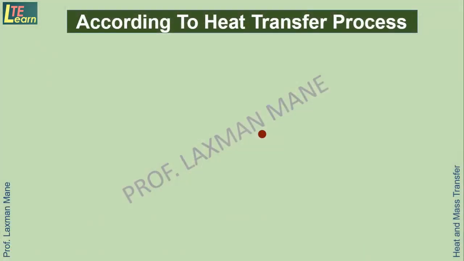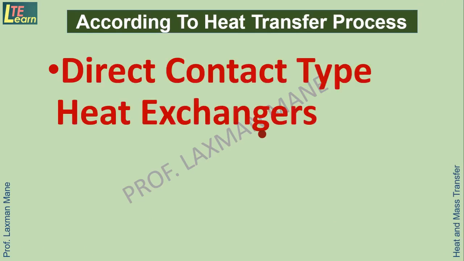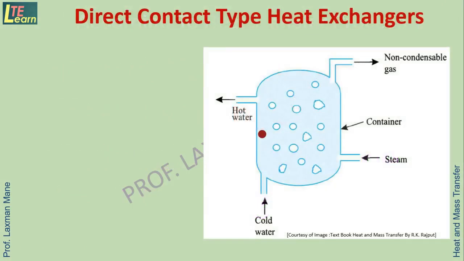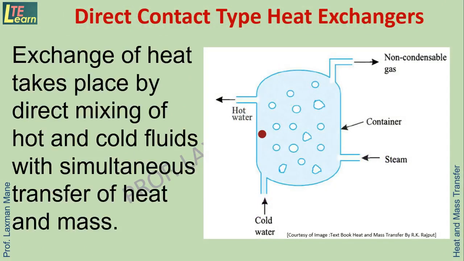According to heat transfer process, there are two types: direct contact type and indirect contact type heat exchangers. In direct contact type heat exchangers, the exchange of heat takes place by direct mixing of hot and cold fluids with simultaneous transfer of heat and mass. In this diagram we see cold water which is passing and mixing with the steam. Both are mixing together, so the cold water is becoming hot water and the steam is coming out as a non-condensable gas.